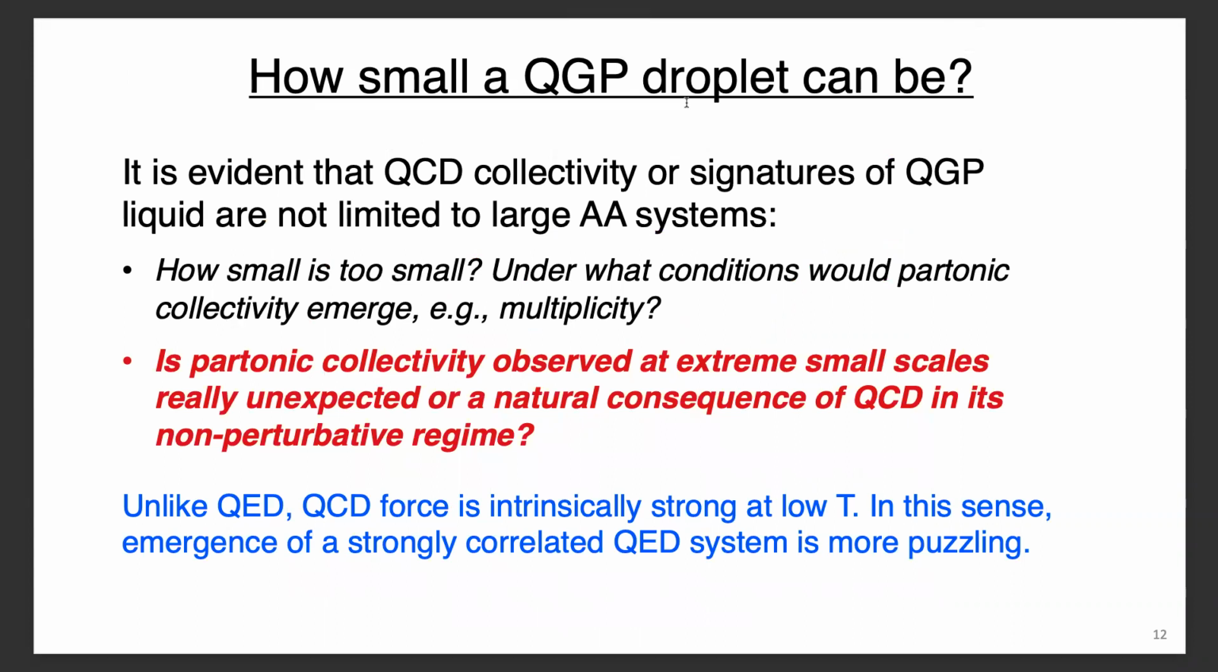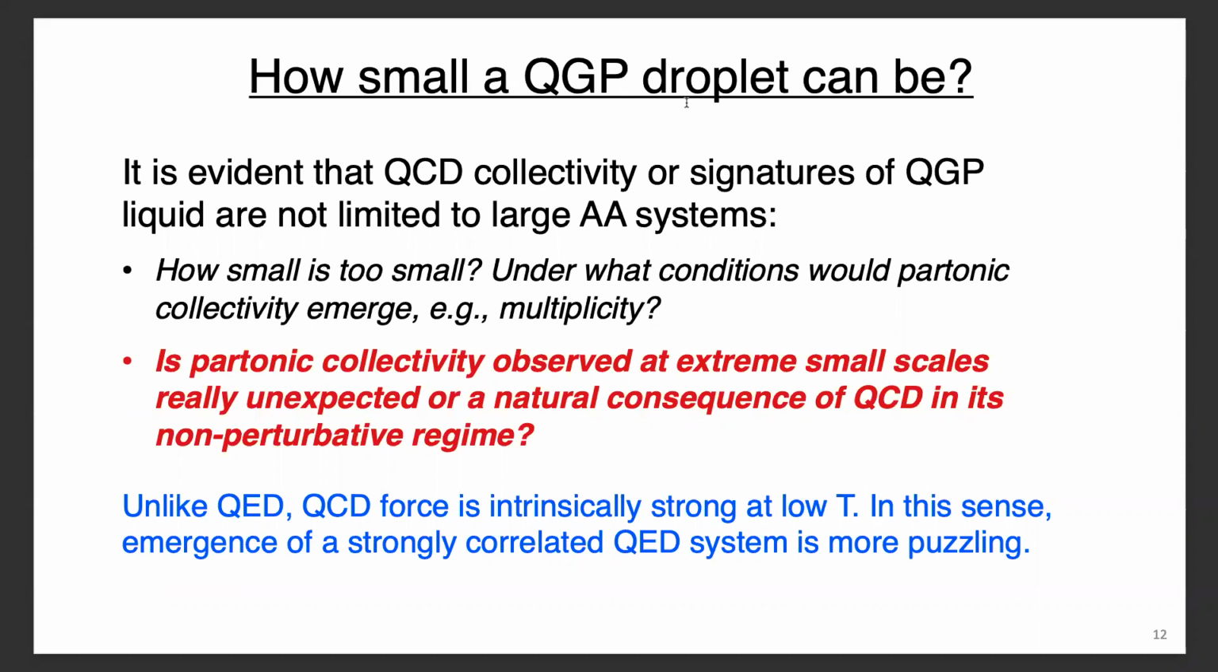Okay, so now it's evident that this QCD collectivity, or signature of the QGP liquid, is not limited to the large system, right, AA collisions. So the question is how small is too small that we stop seeing the effect. So far, we see the effect all the way to pp collisions. So under what condition would this collectivity emerge?